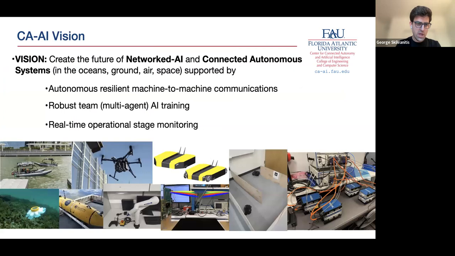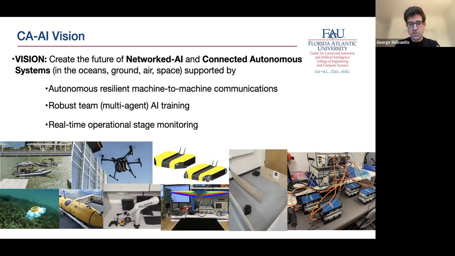These are the three pillars upon which our center's vision is built. The objective of the center is to create the future of networked artificial intelligence and connected autonomous systems. Either these systems are swimming underwater, at the sea surface, in the ground, in the air, or in space. And we believe that there are three main challenges around building these artificial intelligence systems, right?